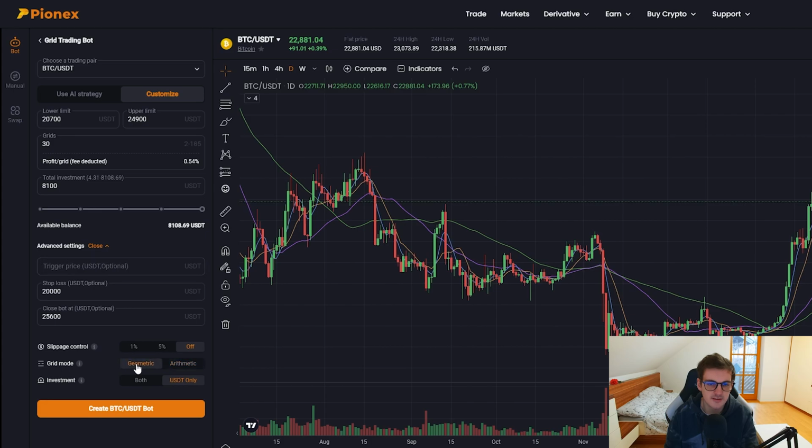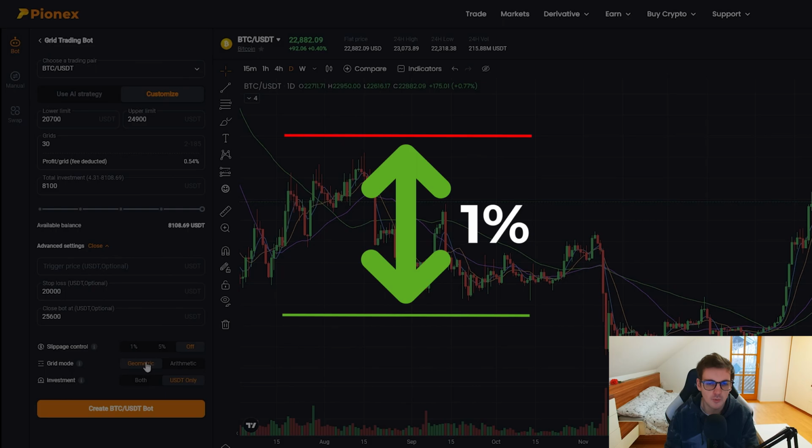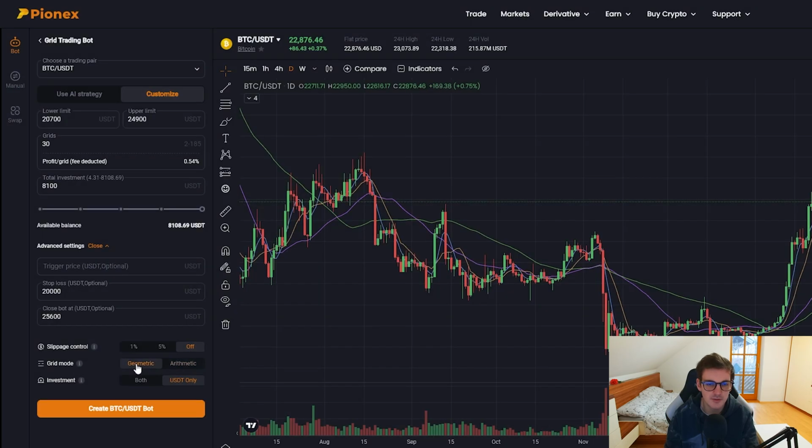The grid mode defines how grids will be spread across the range. By specifying geometric, all grids will be placed at the same percentage from each other, while arithmetic means all grids will be placed at the same price from each other. By selecting geometric, you can see that the profit per grid is fixed at 0.54%, whereas the profit per grid changes to a range from 0.48% to 0.6% by using arithmetic. You can also choose whether to only use USDT or use both currencies to invest in the bot.